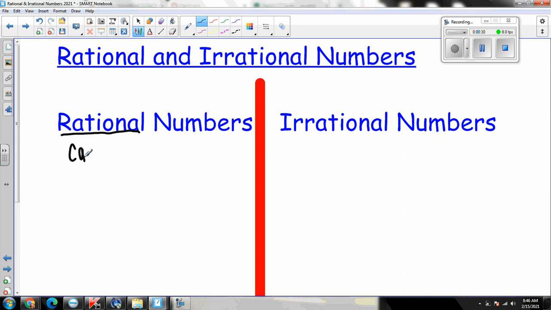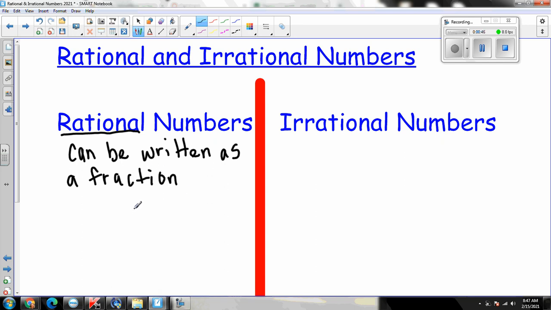Okay, a rational number is a number that can be written as a fraction. So if you can write it as a fraction, it is a rational number. So take a minute and write this in your notebook. Rational numbers are numbers that can be written as fractions. Anytime during this video, if I go too fast, just pause it so you can get caught up with your notes and then hit play when you're ready to move on.